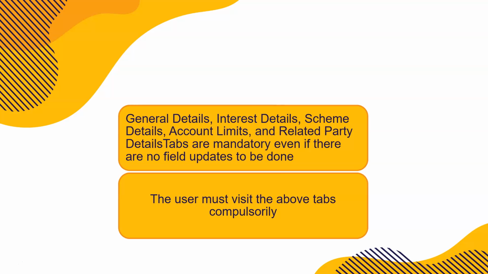Earlier also, while opening current accounts, I had told you general details, interest details, scheme details, account limits, related party details are mandatory, right? As I told you earlier also, related party details, even if it is a proprietorship or OPC wherein only a single director or single person is proprietor in the account, we have to visit this. Otherwise, this is for adding any guarantors' details. The related party tab is for adding any directors. If there are 2 directors, we can add their KIF IDs here, or authorized signatories, we can add them here, right? So the user has to visit all these tabs, and the verifier also has to visit these tabs here.